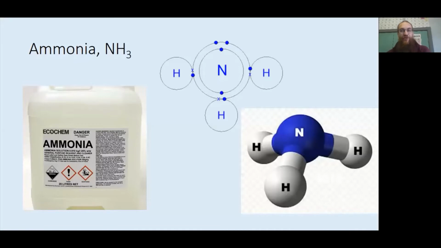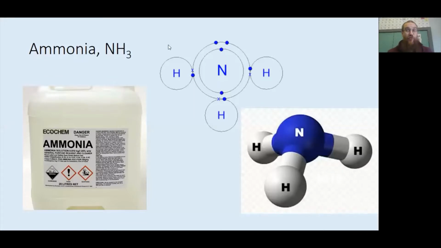Ammonia is a really useful chemical. As you can see from this diagram, it has a central nitrogen atom surrounded by 3 hydrogen atoms which are all covalently bonded to the nitrogen atom. It's a basic molecule, so it will react with acids and neutralize them. And also, due to its lone pair of electrons here, it can form some hydrogen bonds as well, although quite weak ones.